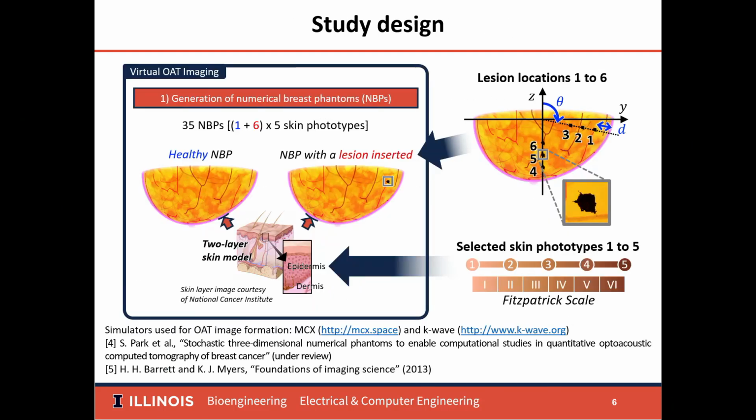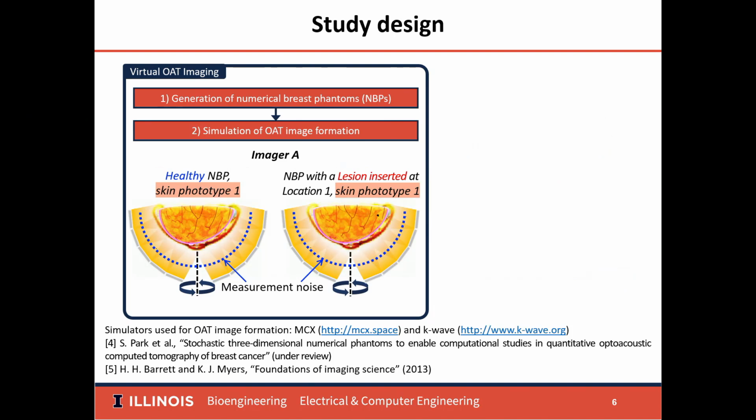So here is our study design for the investigation. First, we created numerical breast phantoms that represent healthy and unhealthy breasts. We consider 6 different lesion locations and 5 skin colors, which were selected from within a realistic range. Next, we simulated OAT image formation, assuming simple measurement noise. This slide shows virtual imaging of the imager A design.